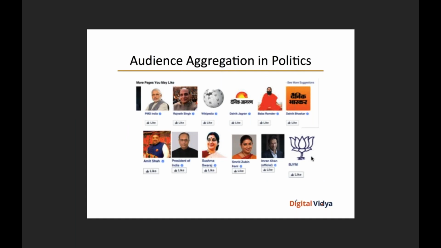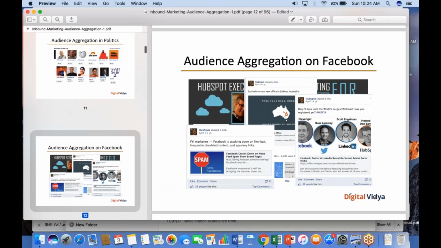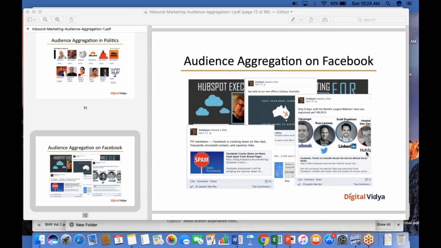Again, this is a snapshot of various brands, political figures and political parties using audience aggregation on social media, on Facebook, for gaining captive audiences whom they can then influence subsequently. Here again is an example of how HubSpot has gone about using audience aggregation on Facebook. I think somebody has a question. Let's just quickly look at it.